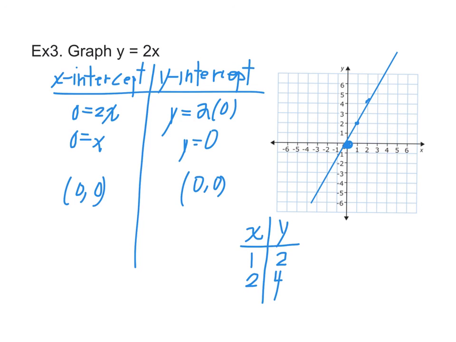So if you get to a problem that's not in standard form, you can use a table of values, or you can attempt to do the x and y intercepts at least to get a couple points. Either way, you're going to be able to find the equation of the line.